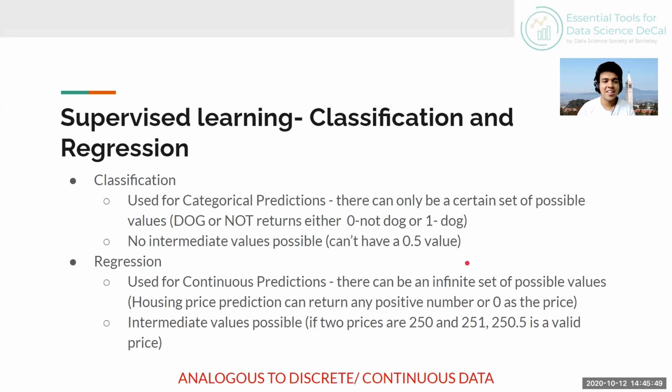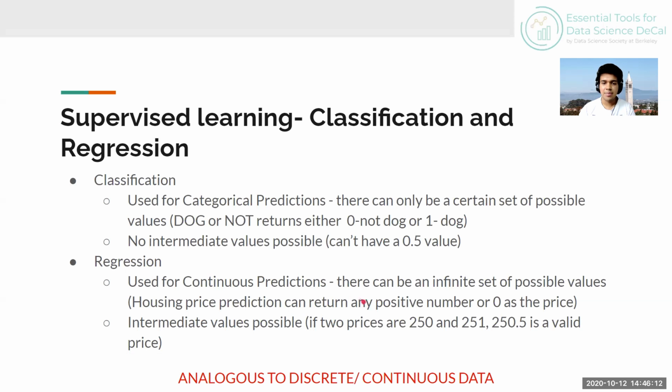And the second main algorithm that we'll be looking at is regression. Regression is used for predictions based on continuous data. So over here, there can be an infinite set of possible values. Let's say we have a model that predicts housing prices based on certain characteristics, such as the number of bedrooms and the listed price, and so on.